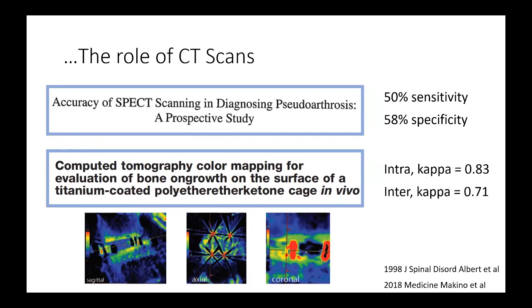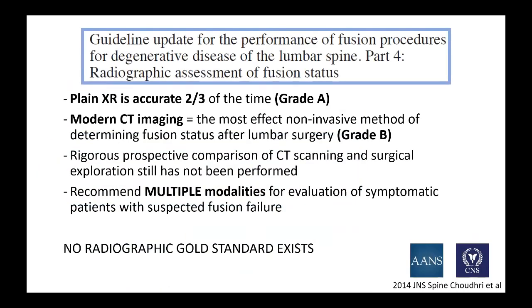And then the second study looked at CT color mapping for the evaluation of bony ongrowth, where their protocol showed that red equals bone ongrowth. They didn't have a gold standard of surgery to actually identify this as accurate or not accurate. All they said was the intraobserver and interobserver reliability was good. So I think all this paper told me was that people agreed on what the color red looked like.